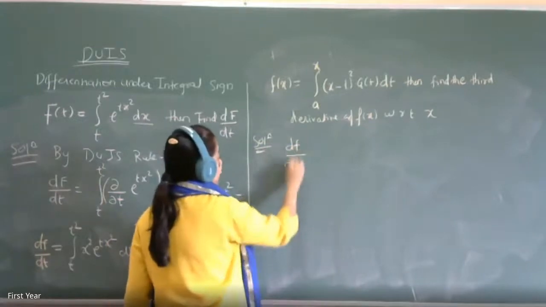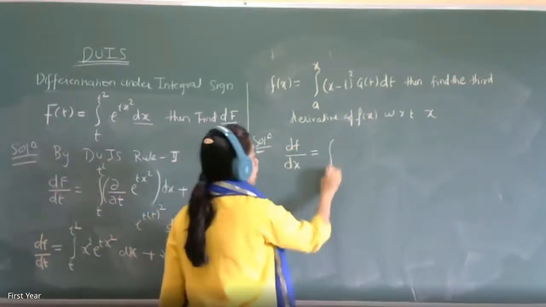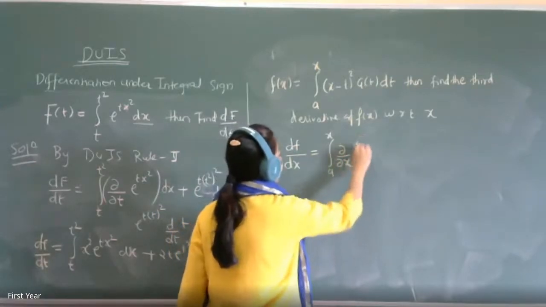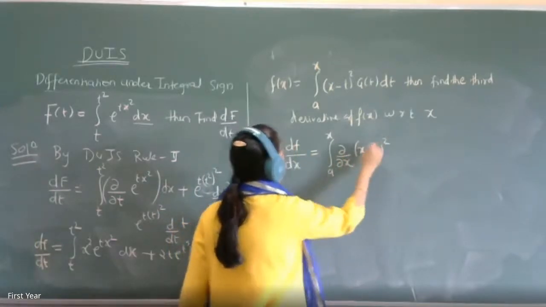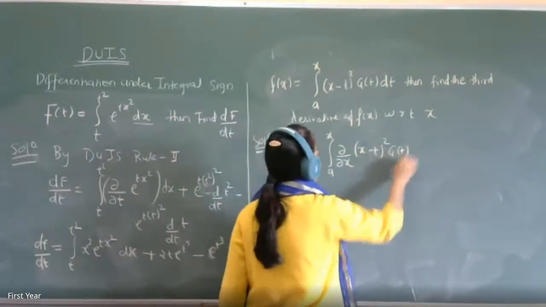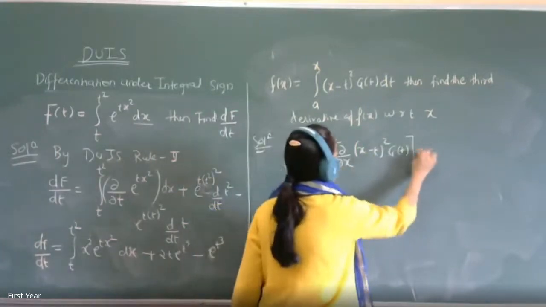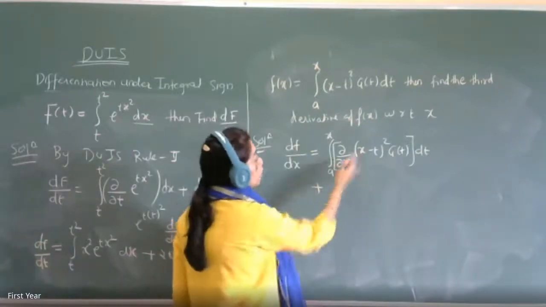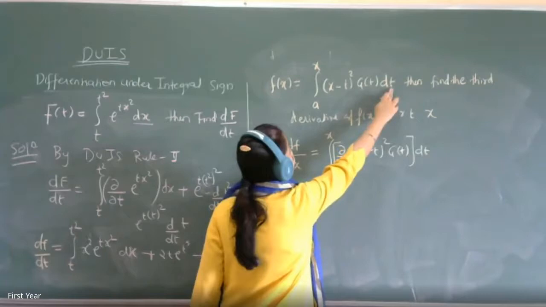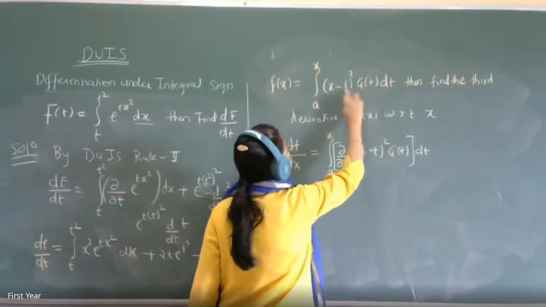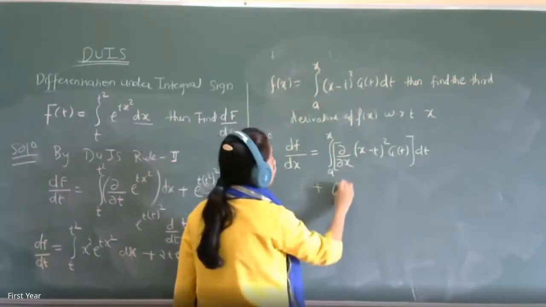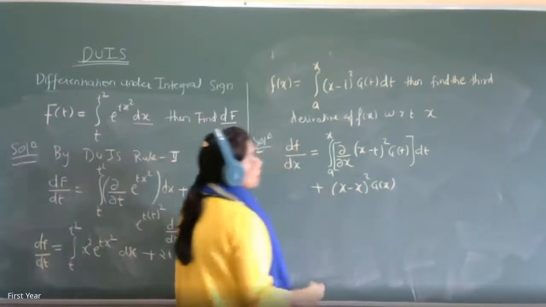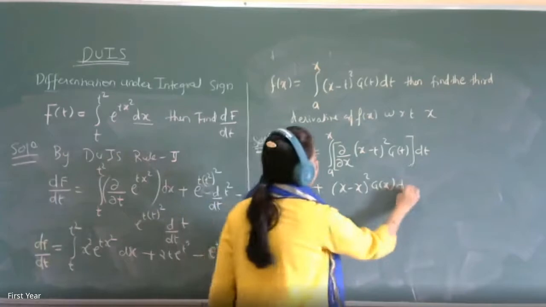df by dx is equal to the integration from a to x of (x minus t) the whole square into g of t dt, plus the upper limit term. Where is the upper limit? The integration variable is t, so in place of t you have to put the upper limit. So it is (x minus x) square into g of x, into the derivative of x with respect to x.